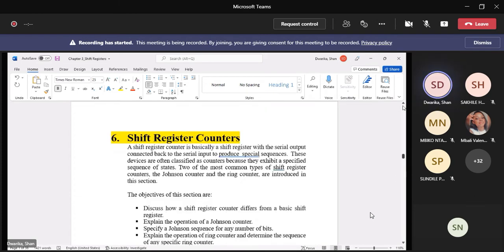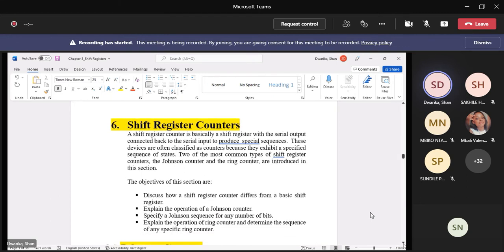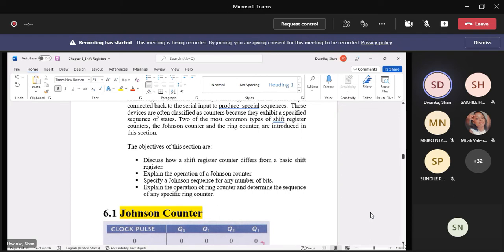The next one is shift register counters. A shift register counter is basically a shift register with the serial output connected back to the serial input to produce a specified sequence. These devices are often classified as counters because they exhibit a specified sequence of states. Two of the most common types of shift register counters are the Johnson counter and the ring counter. And that's what this section deals with, the Johnson counter and the ring counter, right? So it's a special type of sequence that these counters have.